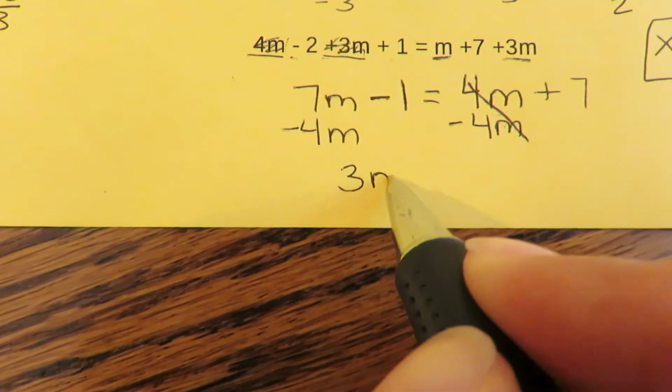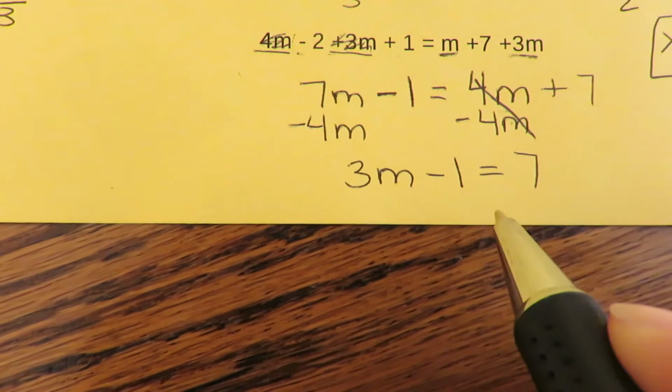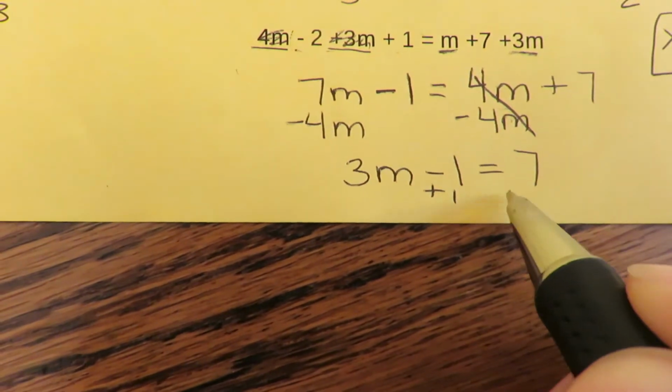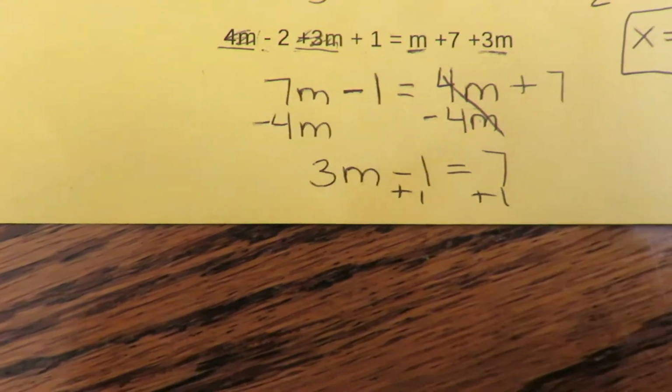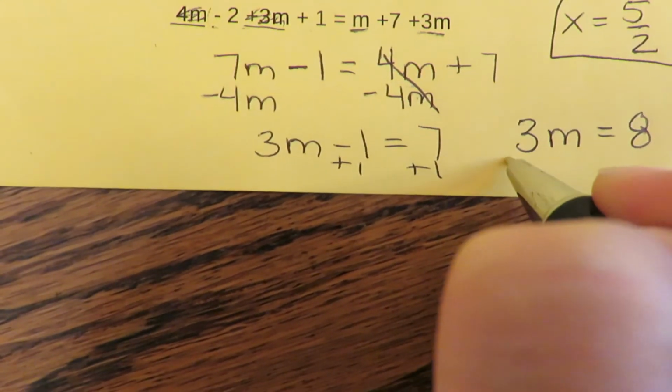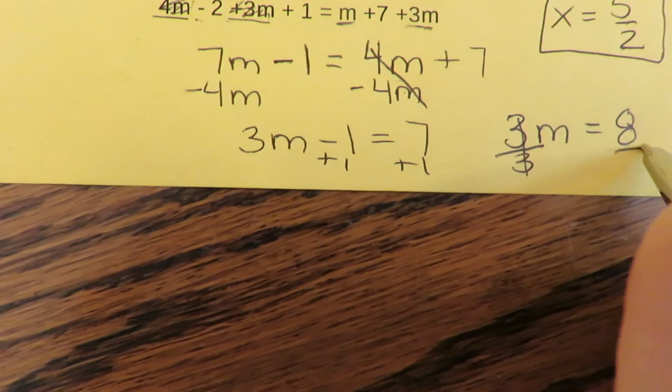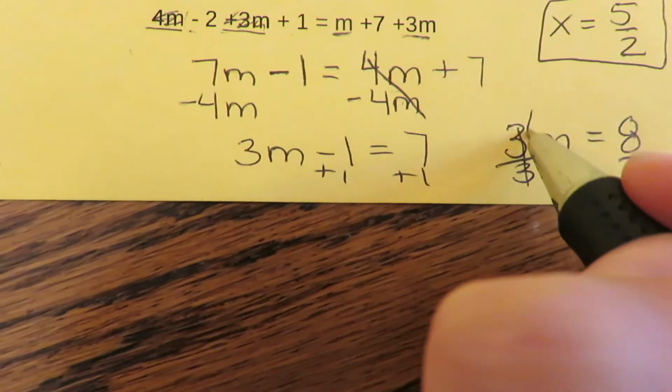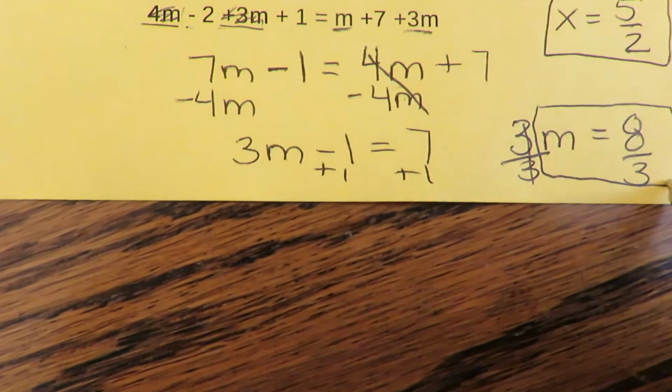So I'll have 3m minus 1 equals 7. I'm going to add 1 to move stuff away from that m. So I get 3m equals 8. Get rid of that 3 by dividing by 3 and dividing by 3. And I'm left with m equals 8 over 3.